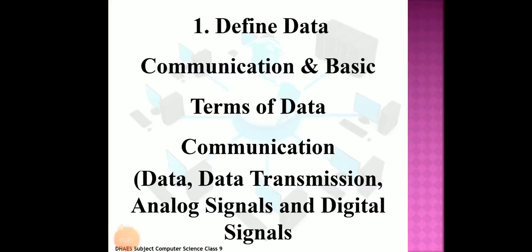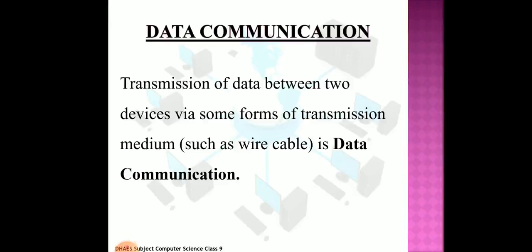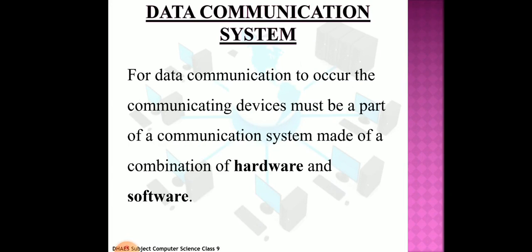Elaborating the first objective of this lesson, data communication. Transmission of data between two points or two devices with the help of transmission medium such as wire cable is known as data communication. Data communication will be possible with the help of data communication system. A data communication system is a collection of hardware and software arranged to communicate information from one location to another.